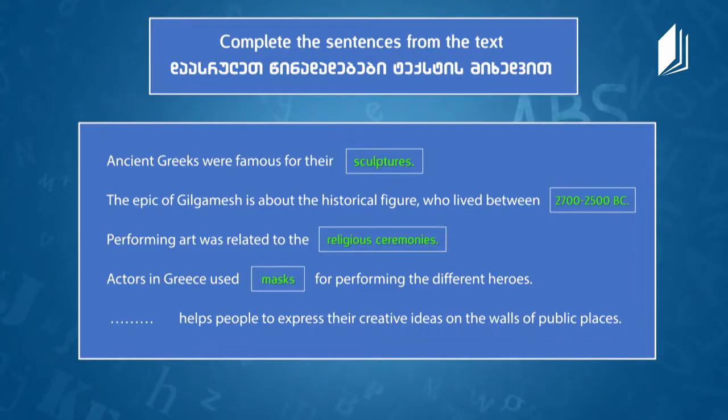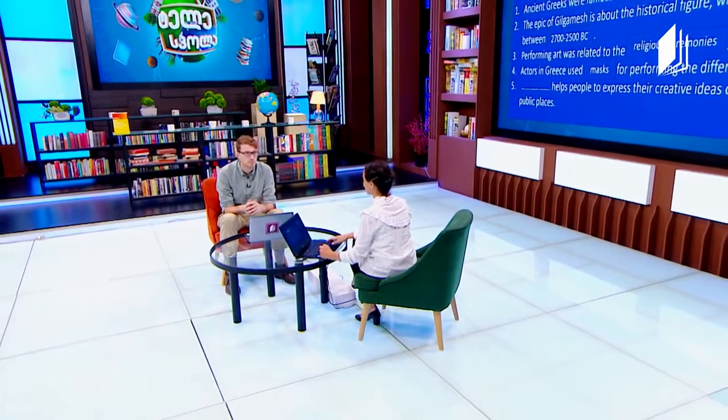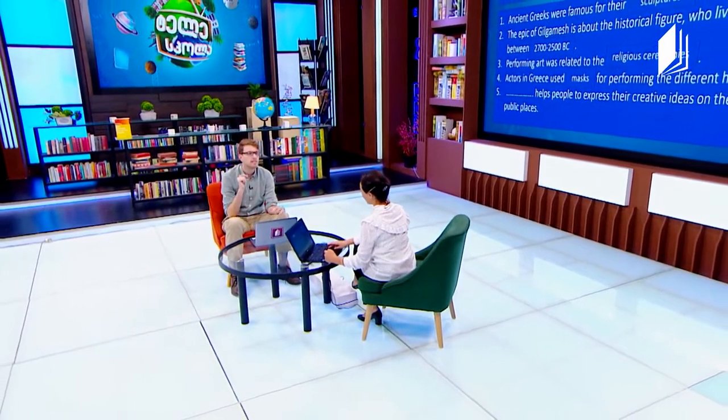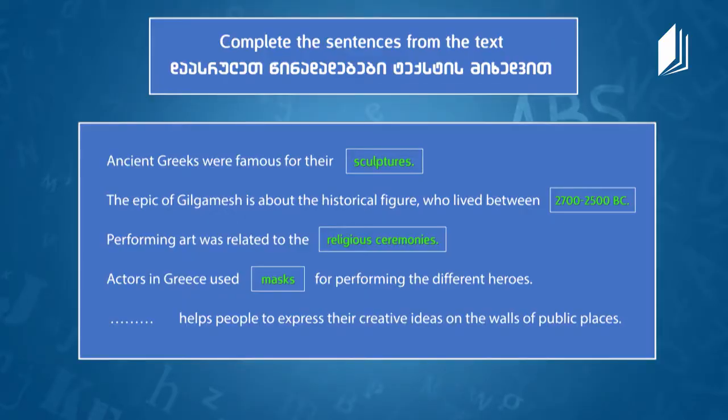Great, good job. And the last one, you have to guess the word: it helps people to express their creative ideas on the walls of public places. Oh, I know. You can see this all over Tbilisi and many other cities around the world. It's graffiti. Good job. Oh, thank you.